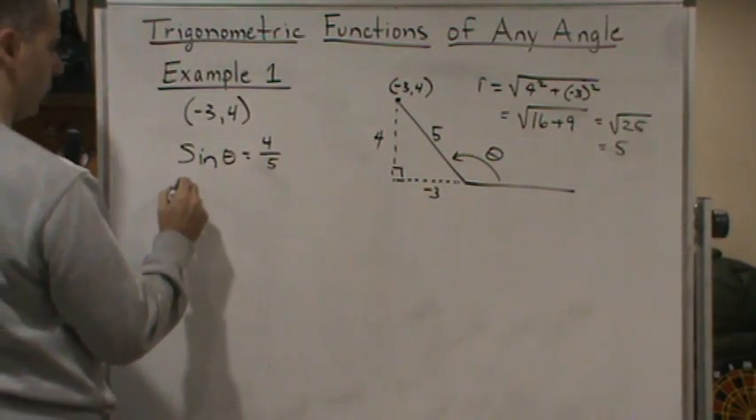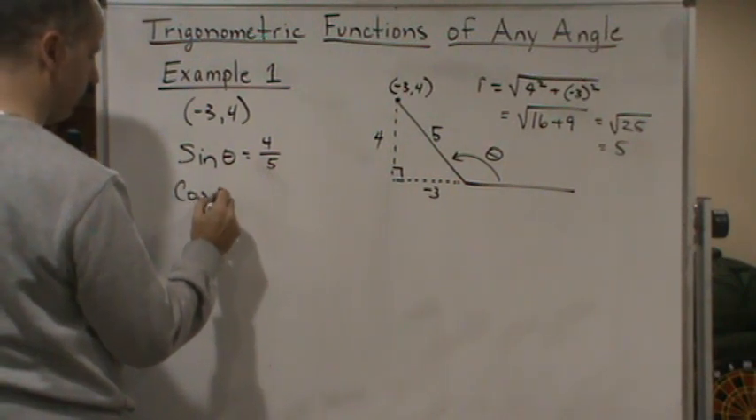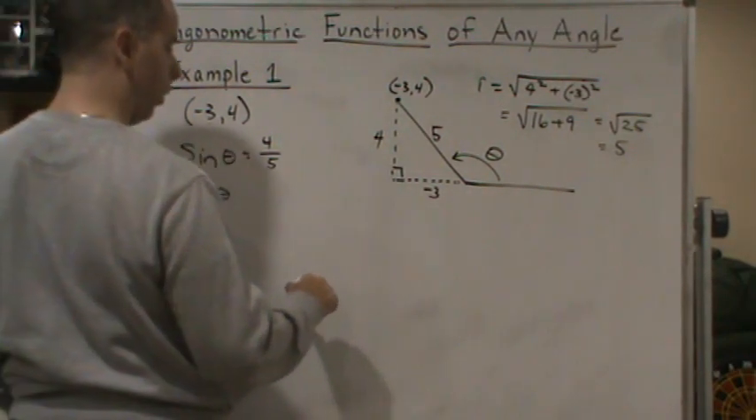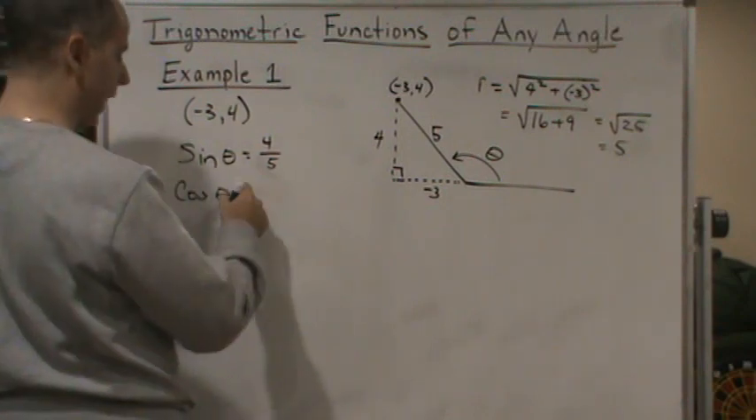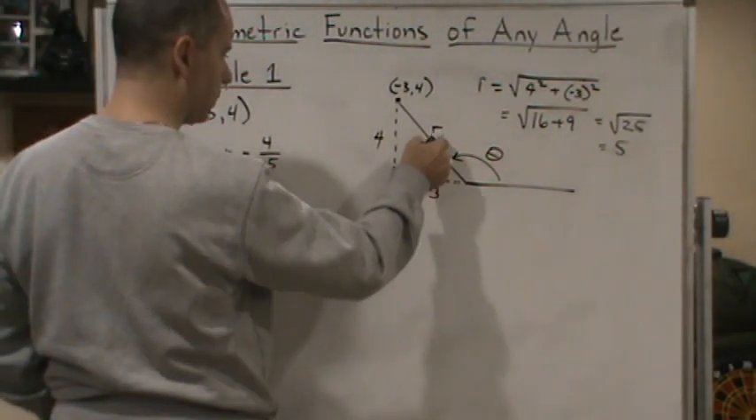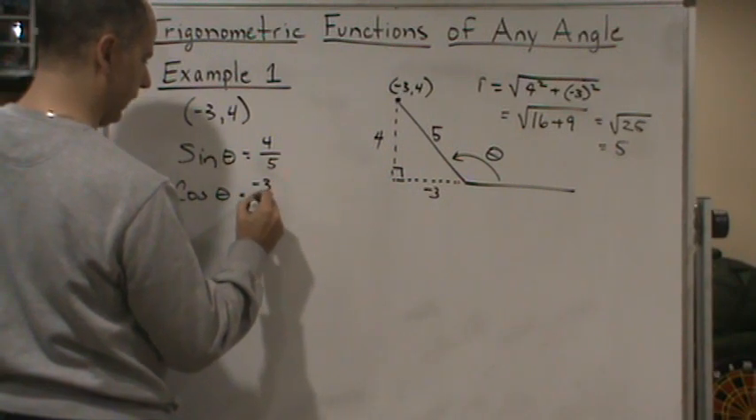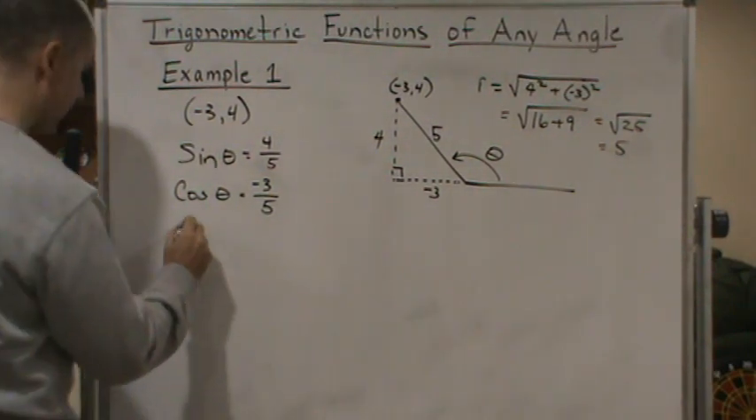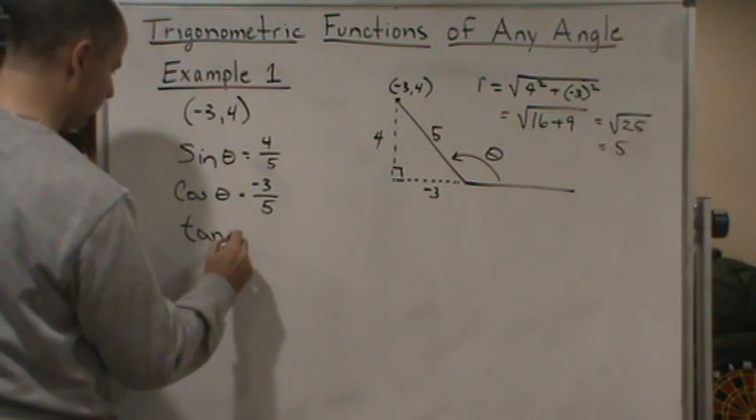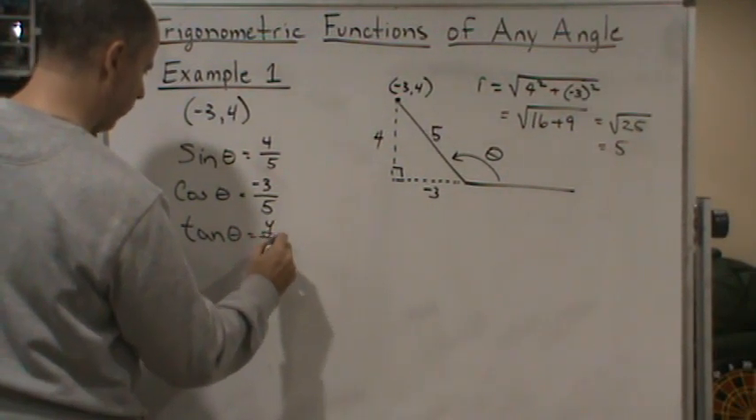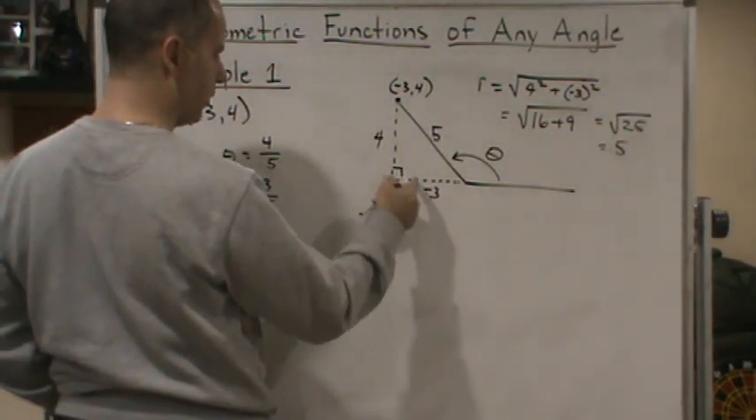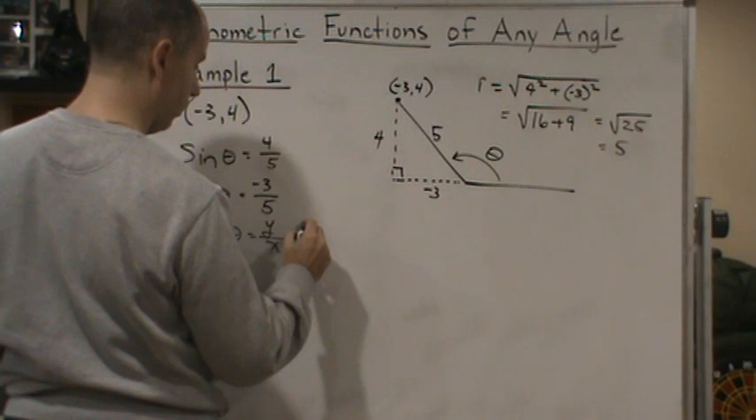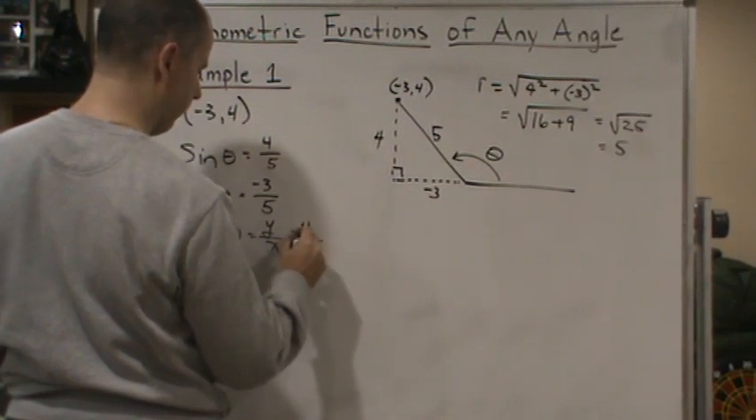Okay? If we do cosine theta, well, cosine theta is what? Adjacent over hypotenuse, or x over r. So just using the definition, x over r, that's going to be -3/5. And then tangent is y over x. Where does that come from? Opposite over adjacent, y over x. So it's going to be equal to -4/3.